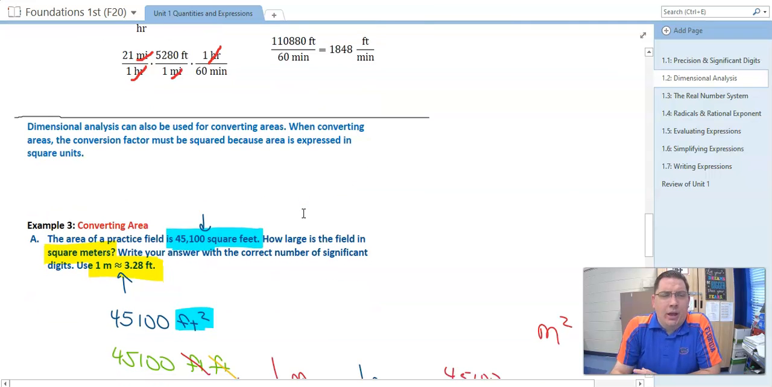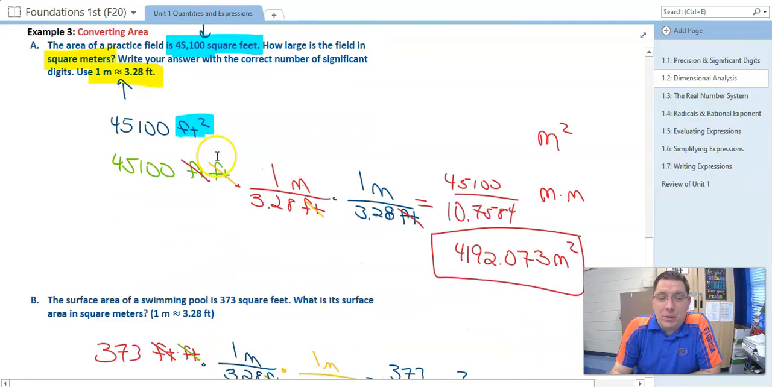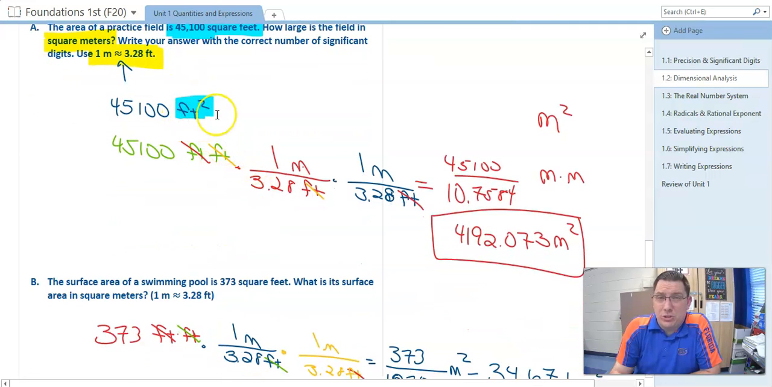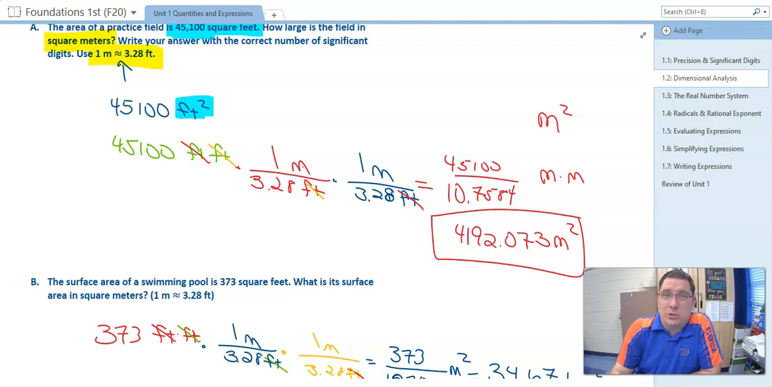And so dimensional analysis can also be used with areas. Remember that if I have a square unit, that means I'm going to have to cancel that unit twice. So I have to cancel the feet once and convert to meters, and cancel the feet a second time and get it to meters. That will give me meters squared for the final unit. And so that is dimensional analysis in section 1.2.